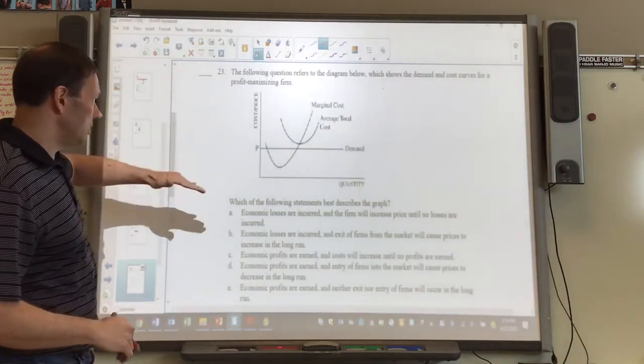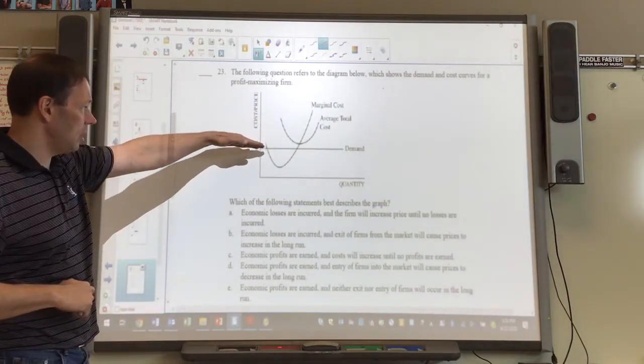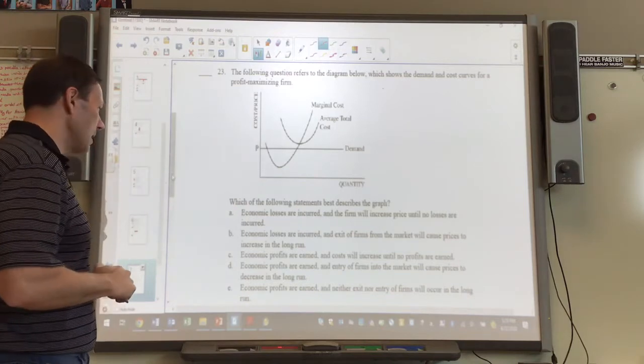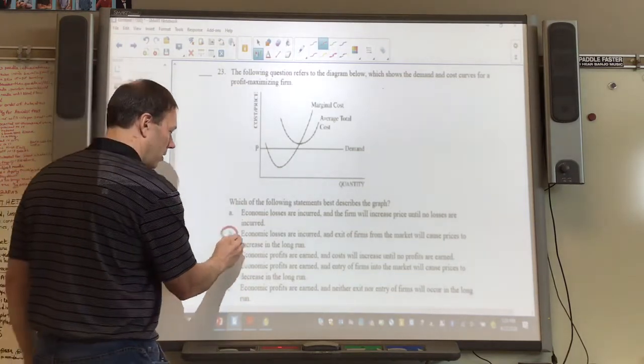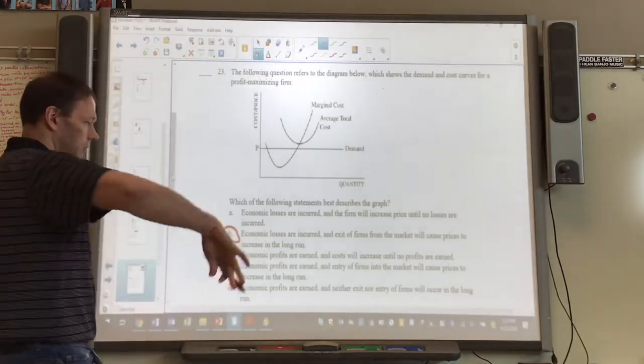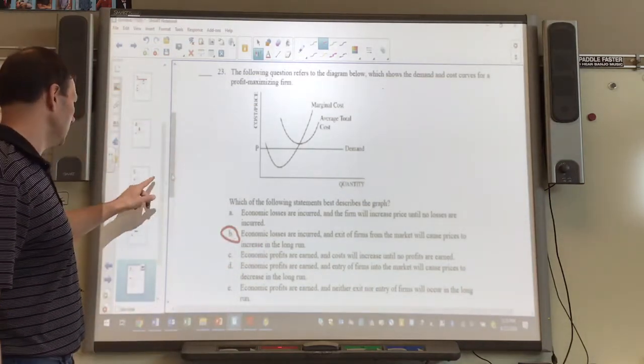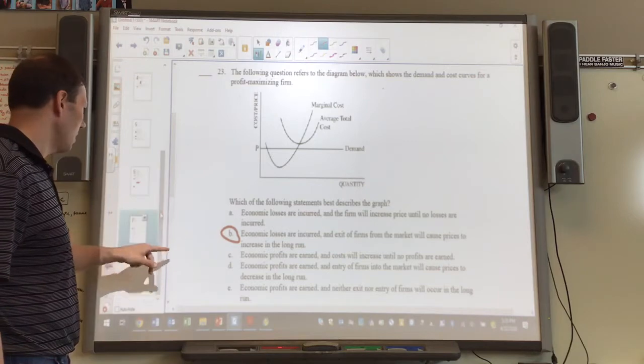All right, we've got the situation here. Now, as we can see, they are definitely losing money. And so economic losses are being incurred, and in the long run, firms are going to exit, and those prices are going to come up. That's what happens in the long run.